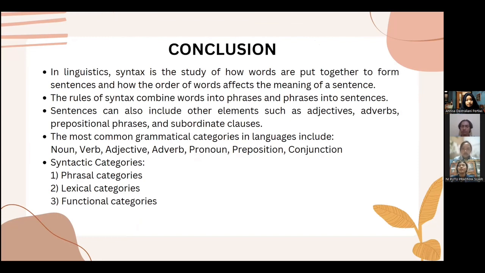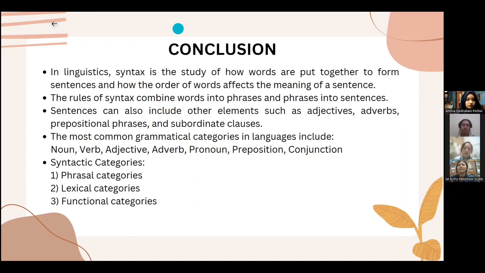So the conclusion from our presentation today is, in linguistics, syntax is the study of how words are put together to form sentences and how the order of words affects the meaning of the sentence. The rules of syntax combine words into phrases and phrases into sentences. Sentences can also include other elements such as adjectives, adverbs, prepositional phrases, and subordinate clauses. The most common grammatical categories in language include nouns, verbs, adjectives, adverbs, pronouns, prepositions, and conjunctions.